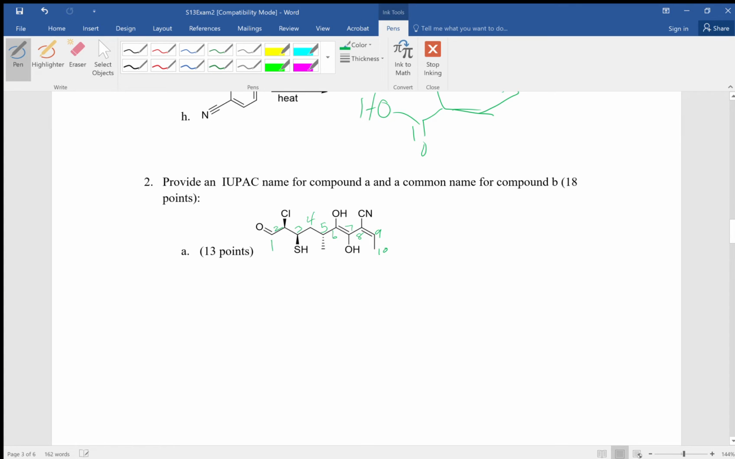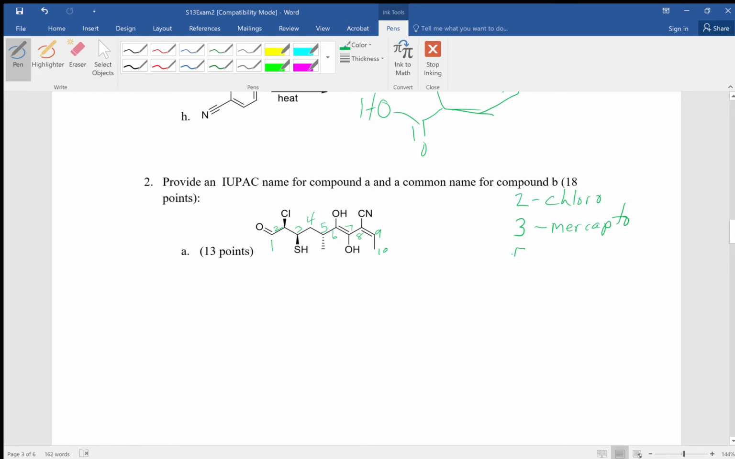And so we can see we have a 10 carbon chain. I'm now going to list out the names of the different substituents so that we can alphabetize those in a moment. Carbon 2, we have a chlorine. Carbon 3, we have a thiol, but remember when the thiol is a substituent, we refer to it as a mercapto.